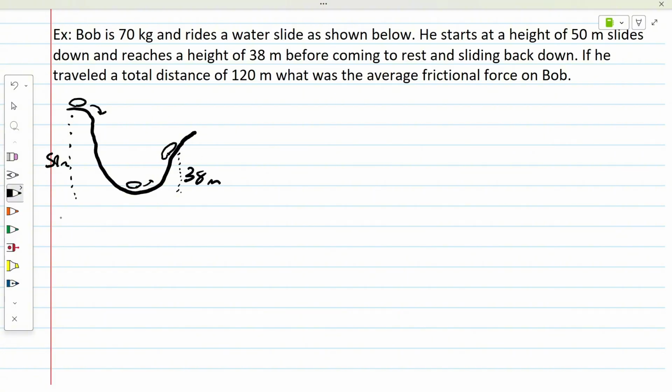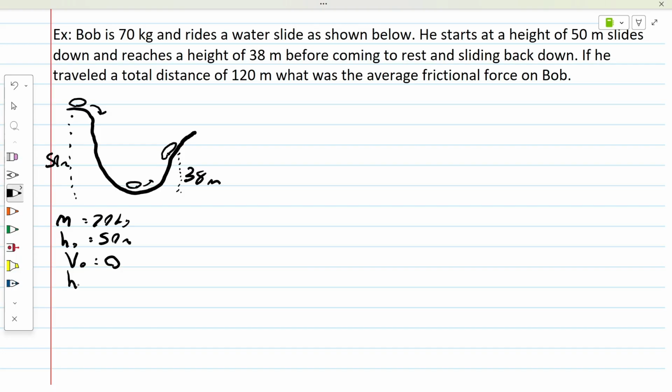So let's list what we have here. We have the mass, which is 70 kilograms. We have his initial height, which is 50 meters. And what is his initial velocity? He starts sliding down, but we can say that this initial velocity is 0 because he starts from rest, and then gravity starts to take him down this hill. And so those are the initial conditions.